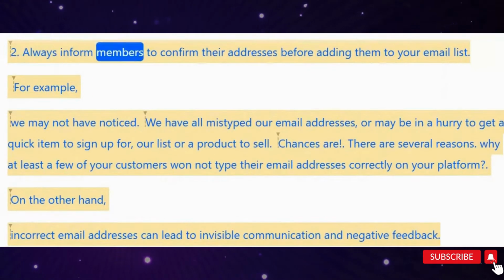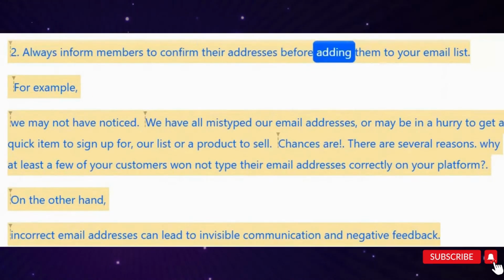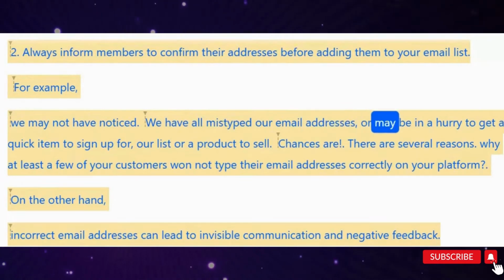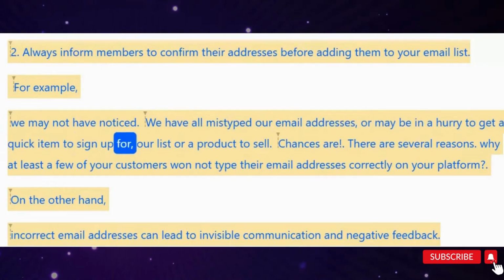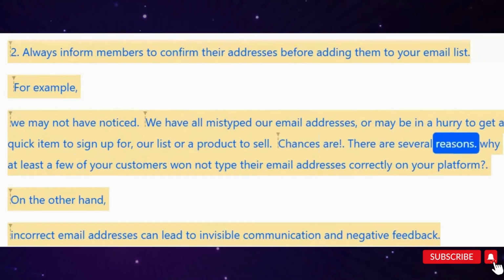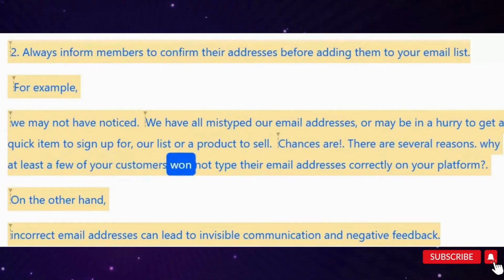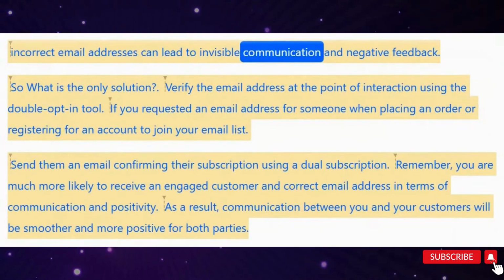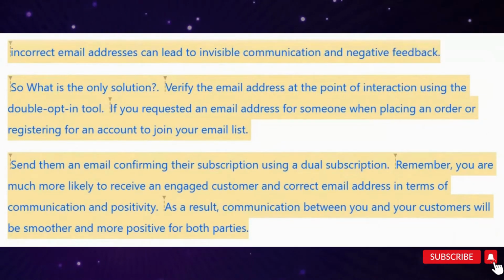2. Always inform members to confirm their addresses before adding them to your email list. For example, we may not have noticed. We have all mistyped our email addresses, or may be in a hurry to quickly sign up for a list or a product to sell. Chances are, there are several reasons why at least a few of your customers will not type their email addresses correctly on your platform. On the other hand, incorrect email addresses can lead to invisible communication and negative feedback.